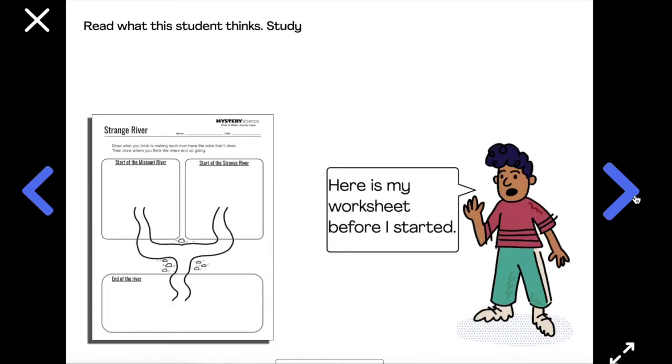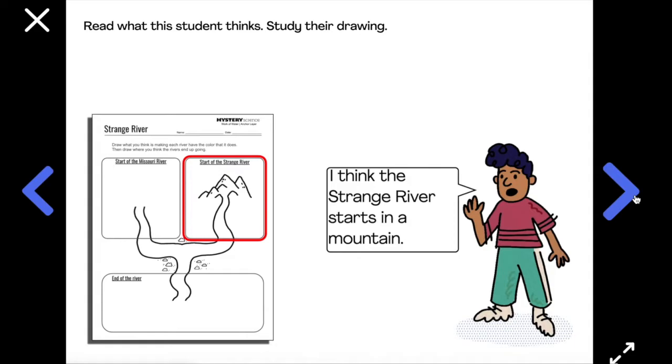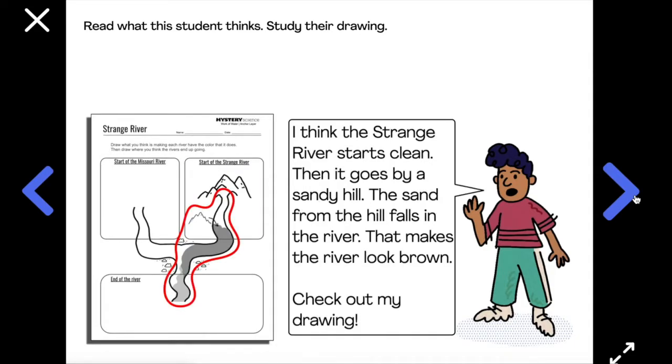Now this is another student. Let's study his drawing. Here's my worksheet before I started. I think the strange river starts in a mountain. I think the strange river starts clean, then it goes by a sandy hill. The sand from the hill falls in the river, and that makes the river look brown. Check out my drawing.